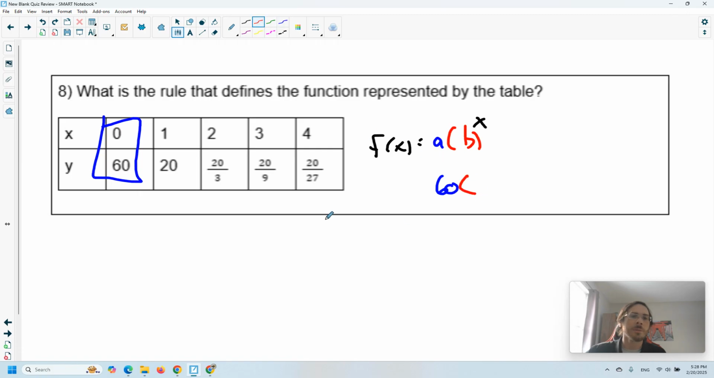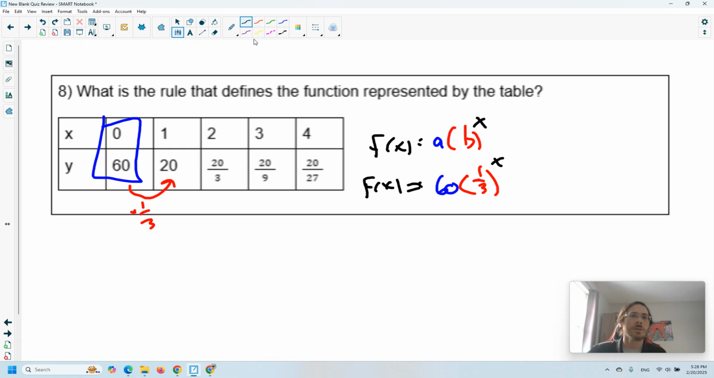B is what we're multiplying by every time. So if I see this, I might see divide by 3, but we have to remember that's multiplied by 1/3. So if you see the division, you can always just do 1 over that number. And that's it.